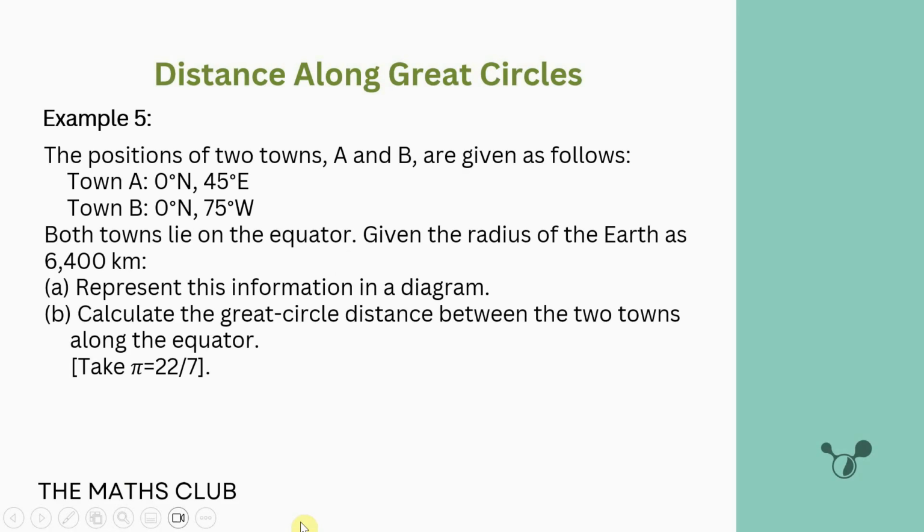Let's say an example. It says the positions of two towns A and B are given as follows. Town A is 0 degrees north, 45 degrees west, and town B 0 degrees north, 75 degrees west. Both lie on the equator. Given that the radius of the earth is 6,400, represent this information in a diagram and then calculate the great circle distance between the two towns along the equator. Take pi to be 22 over 7. I want you to pause the video and try this out yourself.